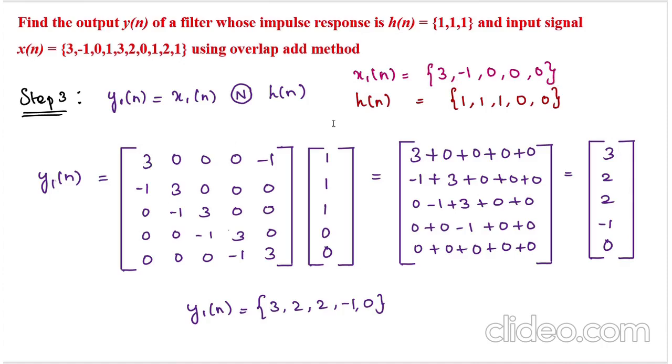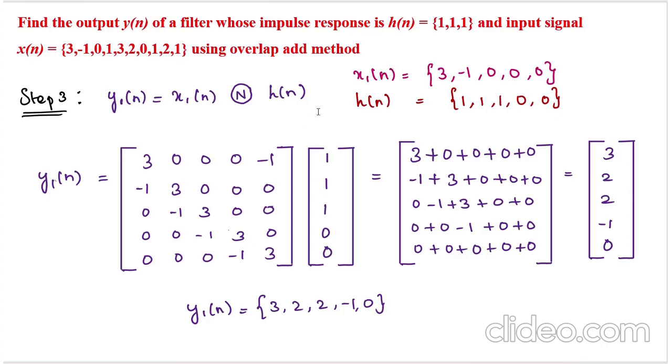So here the x1 of n value is 3 minus 1 0 0 0. In the next column you will be starting from this point, 3 minus 1 0 0 0. In the next column, from this point, 3 minus 1 0 0 0. And in this column you will be starting here, 3 minus 1 0 0 0. And finally you will start here, 3 minus 1 0 0 0. You could see a pattern, right? This is how you will be entering this x of n value.